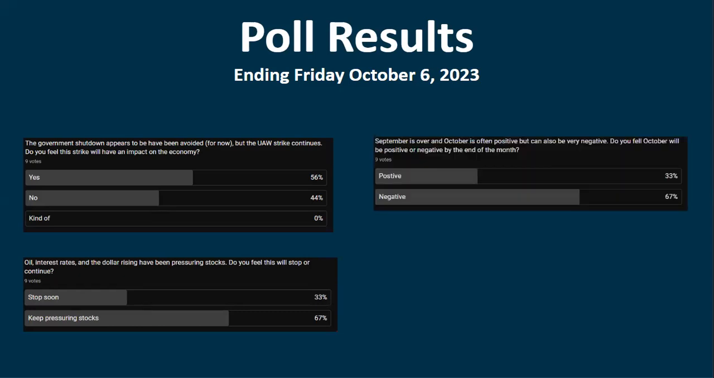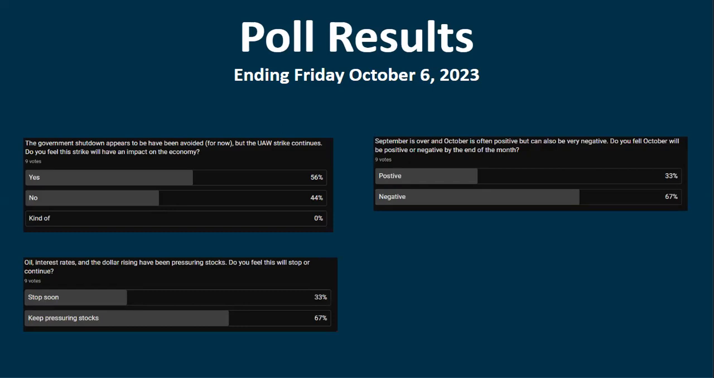And September is finally over. We're into October, which is often positive, especially when you compare it to September, because September is the worst month of the year, but October can also be very negative. We had a lot of crashes, 87, 2008 or so, 1929, a lot of bad things have happened in October.